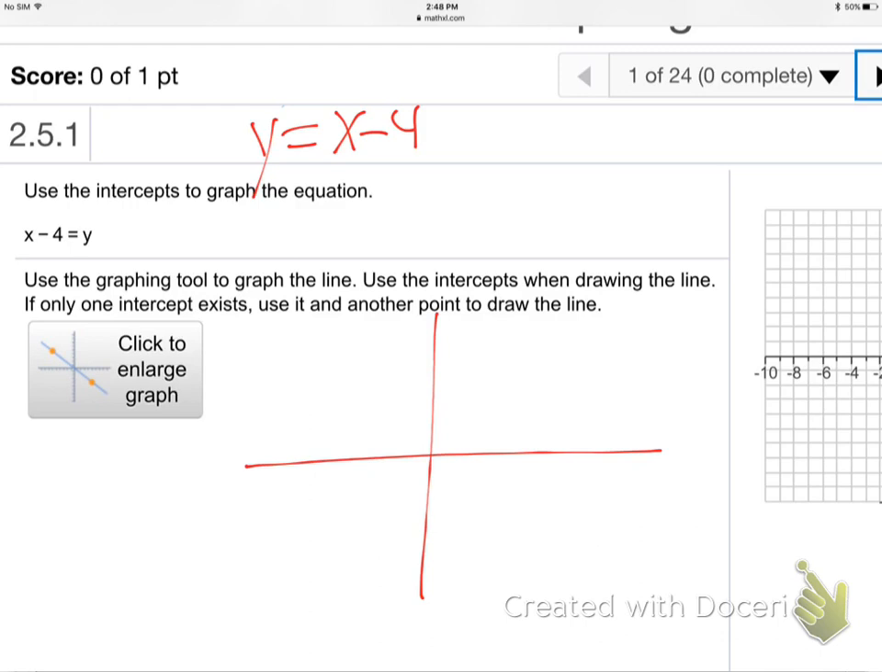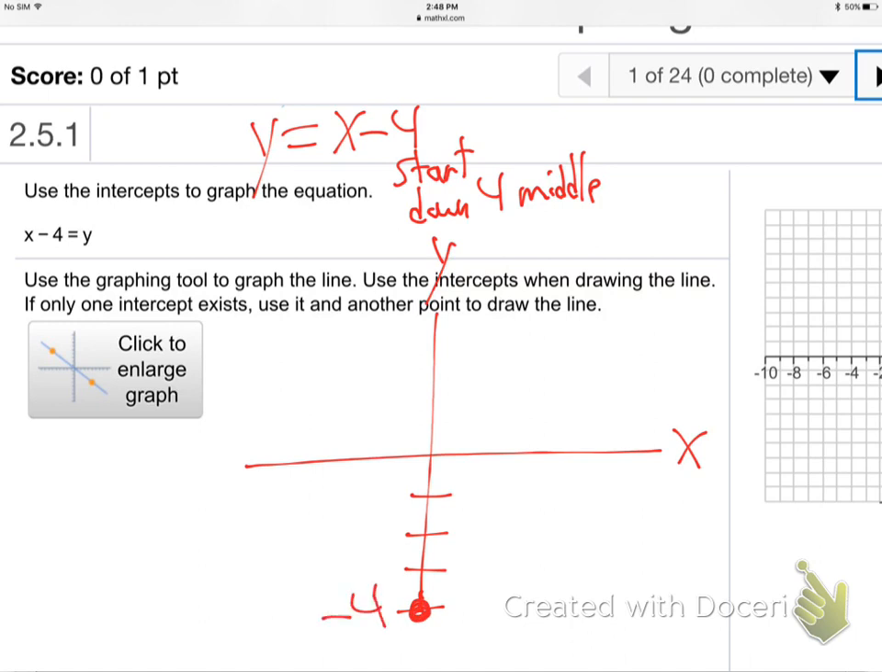So where do we start? We start right here at the negative 4. That's down 4 in the middle, because the middle is the y-axis. Right? So we always start on that middle line. Positive is up from the middle, negative is down from the middle. So down 4, 1, 2, 3, 4. Right there. We good so far? There's our first dot, right? Whatever number's out there, that's where you start with your first dot.